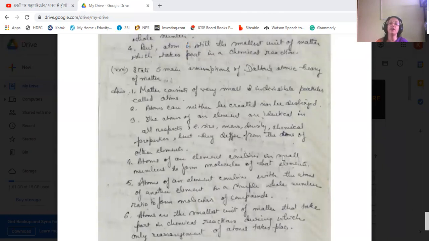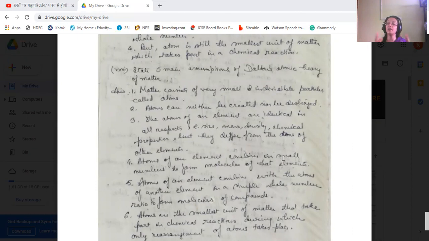He said that matter consists of very small and indivisible particles called atoms. I told you that, according to him, atoms cannot be divided. He is saying that matter consists of very small and indivisible particles called atoms.